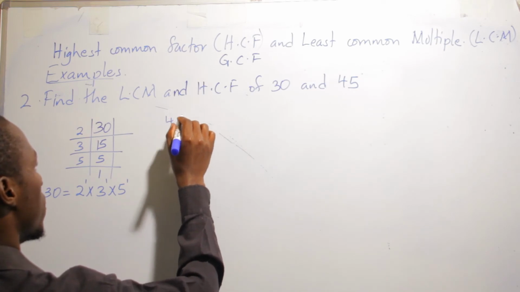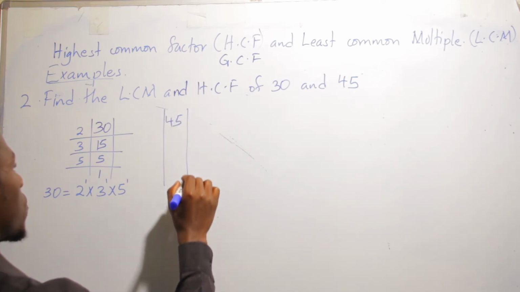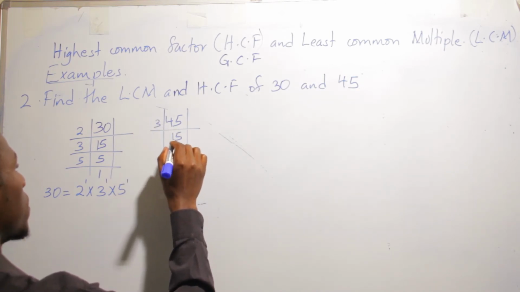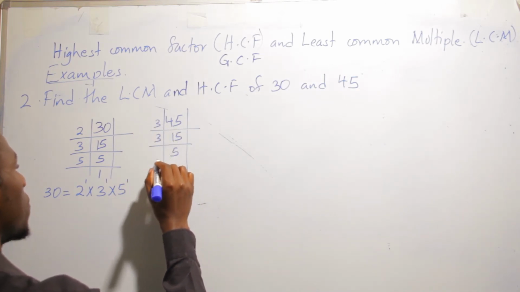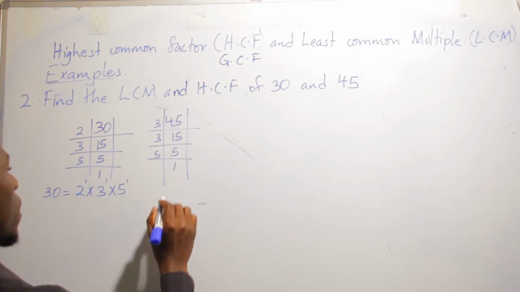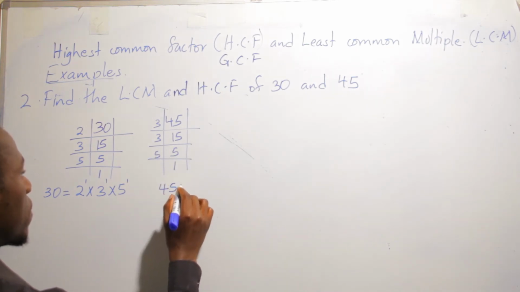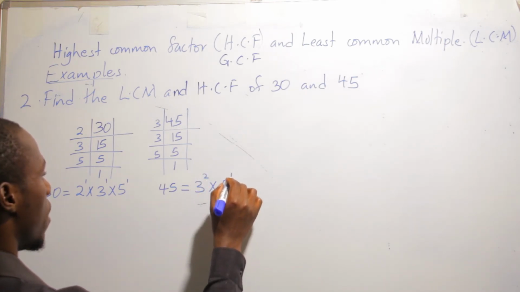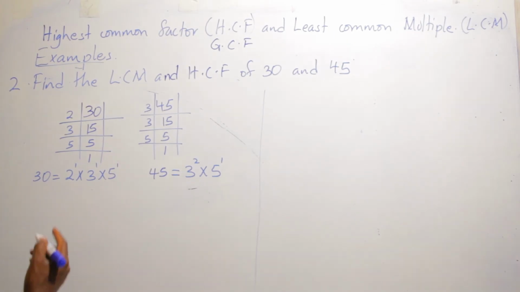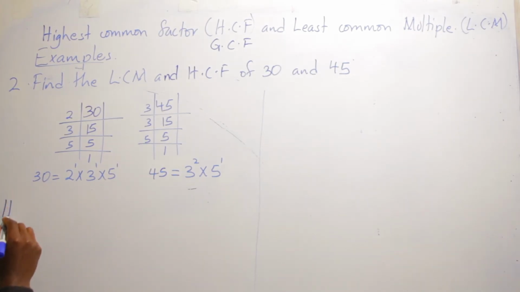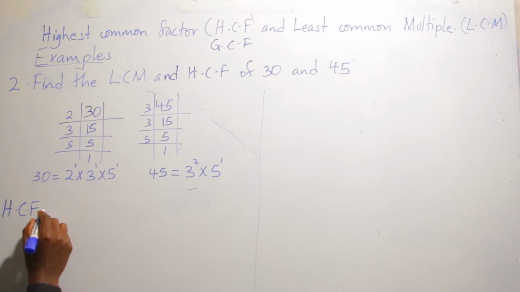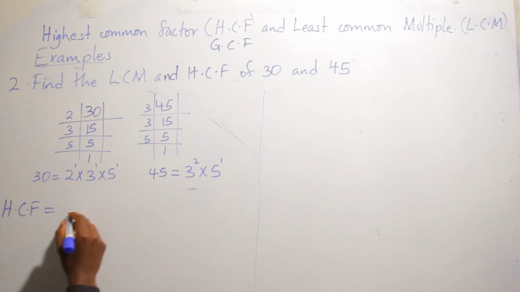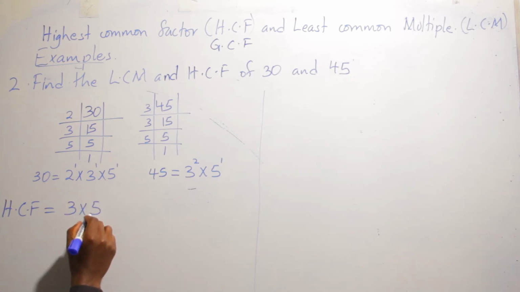Then 45, prime decompose. This is a 3, 15, a 3, 5, 5, 1. So I'm having my 45 equivalent to a 3 appearing twice and a 5 appearing once. After prime decomposing, to get the HCF, you look at the prime factors that appear here and there. So there is a 3 and a 5.